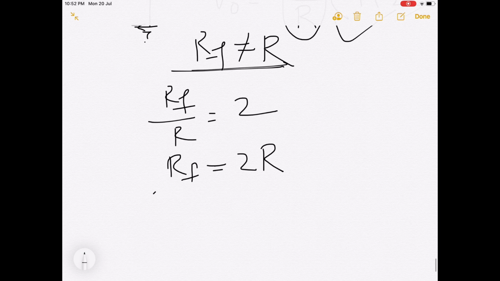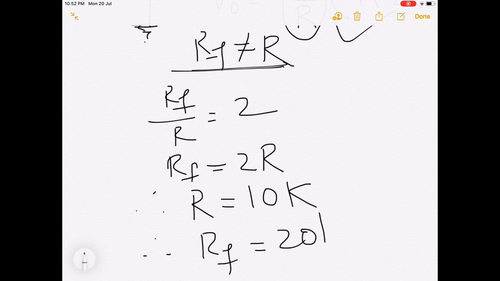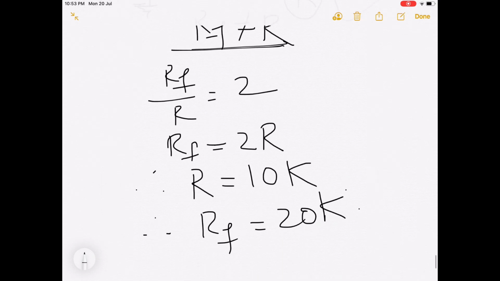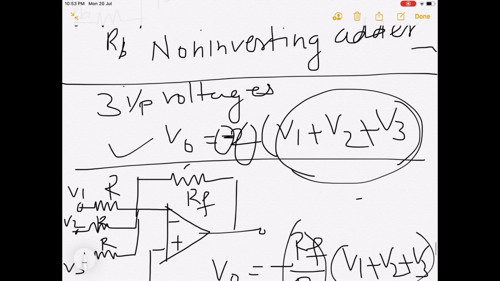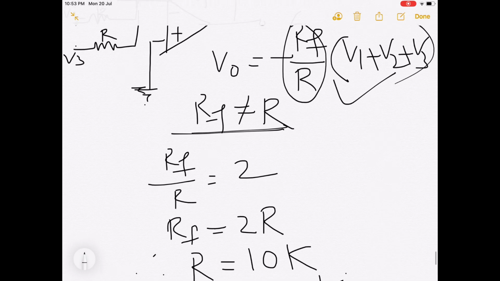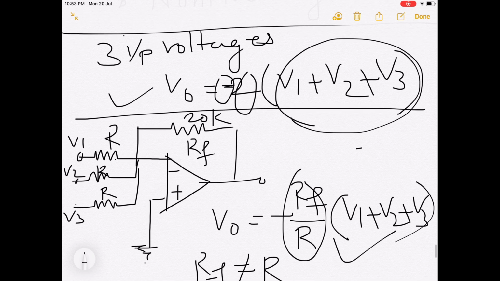Okay, so here, for designing, you always have to consider one resistor value. So R you have to assume as 10K, that's why RF is equal to 20K. Put these values in the circuit diagram. So RF is 20K and R is 10K. So all R are 10K. Okay, so these are the values of the resistors, and this is a designing problem.